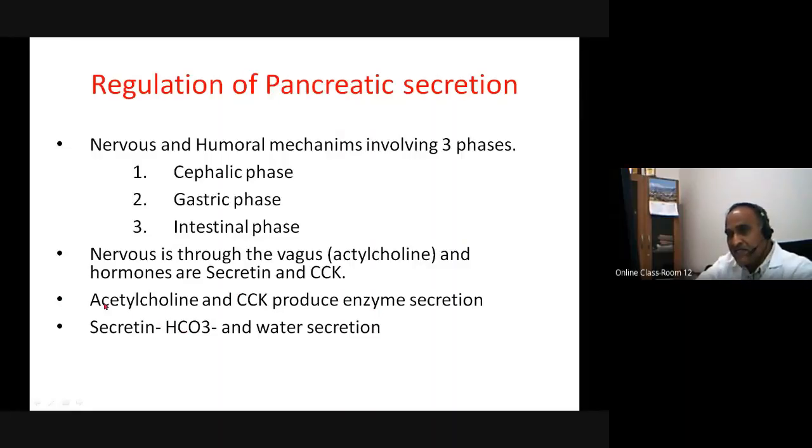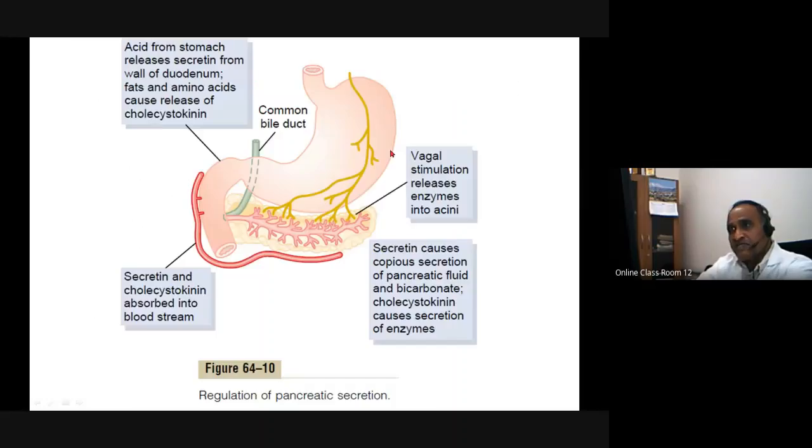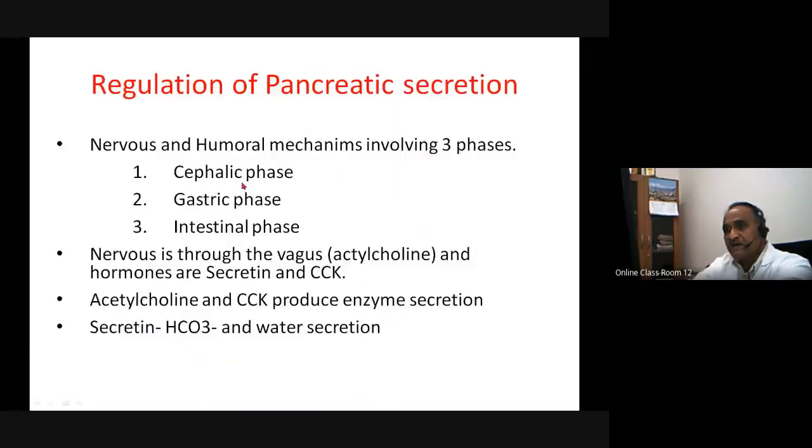Now I have just summarized here. Acetylcholine and CCK, cholecystokinin, produce enzyme secretion from the glands. The secretin activates the duct system to secrete the water and bicarbonate. That is the basic regulation, and we see this whole thing is being placed here. So acid in the stomach releases secretin from the duodenum. Maybe I will just come back here. So this one here: cephalic phase, gastric phase, and intestinal phase.